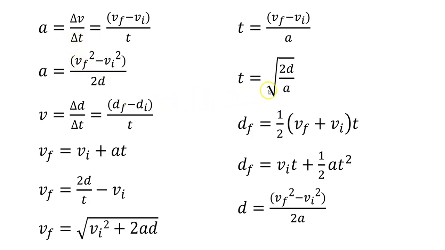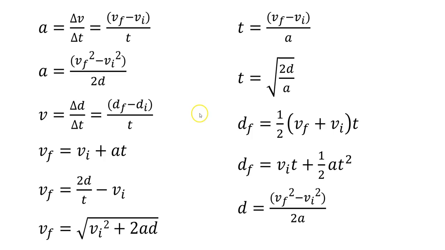You'll also see several that have a square root. Remember when taking the square root to take the square root of the entire value underneath. So for example, t equals square root of 2 times d over a. Do the whole part underneath first, 2d over a, and then take the square root of that entire thing. These are really common mistakes that students make.